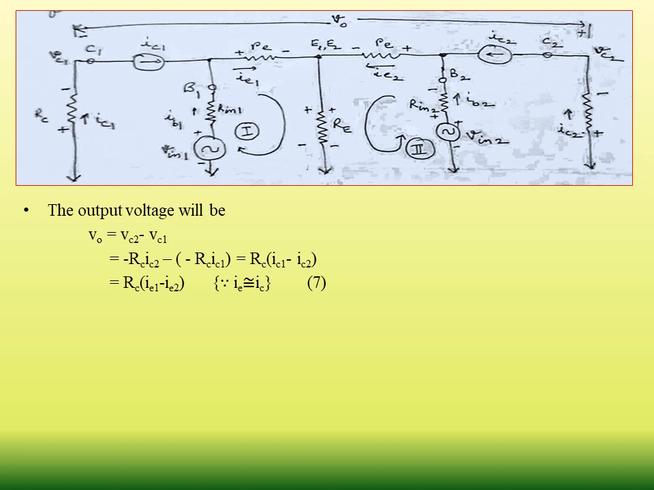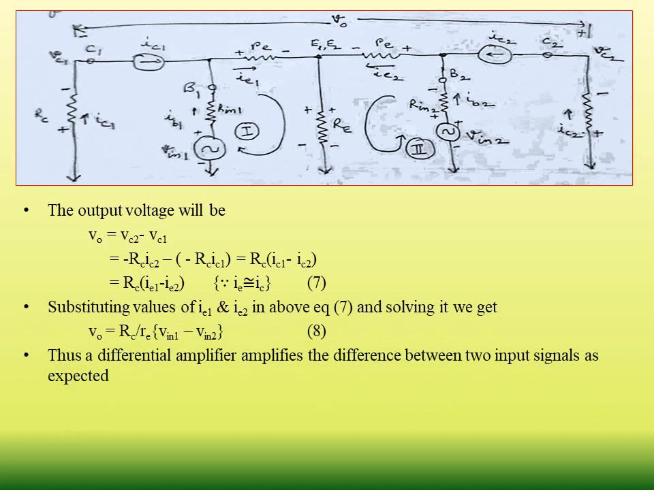In the same manner, we can calculate VC1. On further simplification, we obtain RC into IC1 minus IC2. Now, generally, we consider IE and IC currents to be approximately the same. So, we can replace IC1 and IC2 by IE1 and IE2. So, output voltage will be RC into IE1 minus IE2. Now putting the values of IE1 and IE2 as they were calculated before and finally solving, we obtain the output voltage as shown by equation 8.